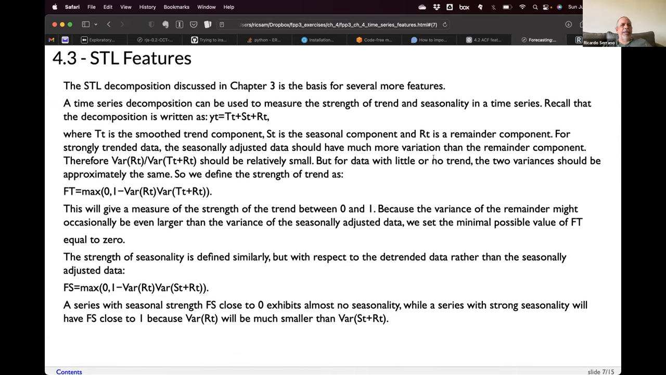Now in 4.3, we have the STL, the seasonal trend decomposition, and remainder. We have seen this already in chapter 3, and this is the formula. I'm struggling with the LaTeX, but I'll get the formula more nicely represented.